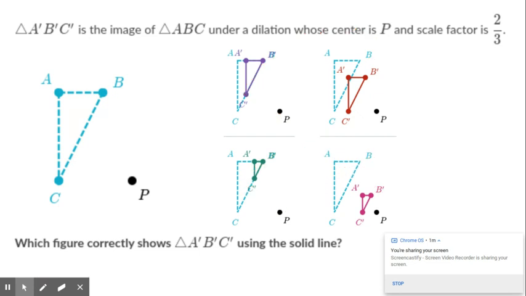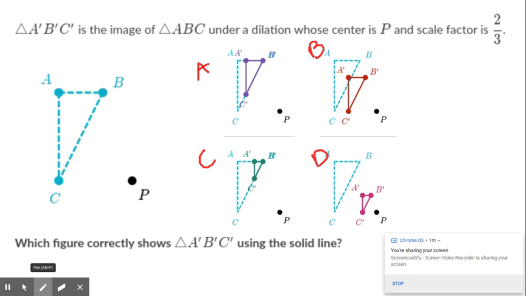Let's take a look at the next one. Again, we'll label these things. We'll call this A, B, C, and D. If we take a look here, we're supposed to dilate this with the center P and the scale factor is 2/3. Again, 2/3 is a fraction that's between 0 and 1, so we know it's a reduction. It's more than half the size of it, though, and also the center is P, so we have to keep that in mind.